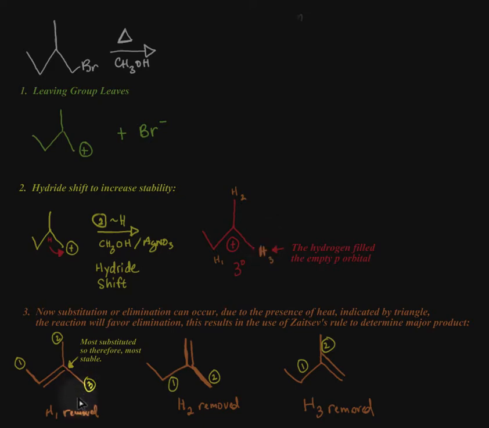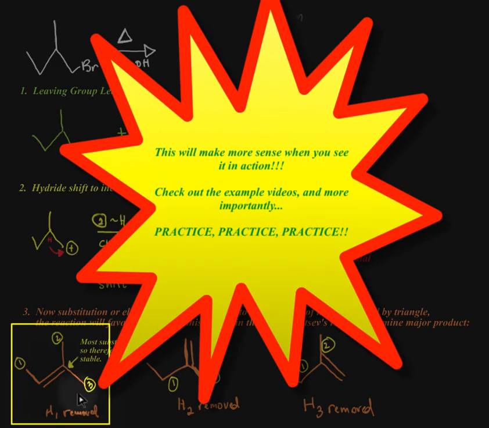All right, so the more stable one is the one that's tri-substituted, and that would be your E1 reaction with a hydride shift. I hope I've explained everything all right, enough for you to practice these problems.